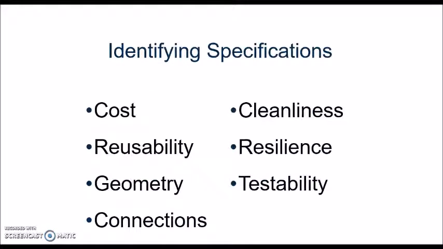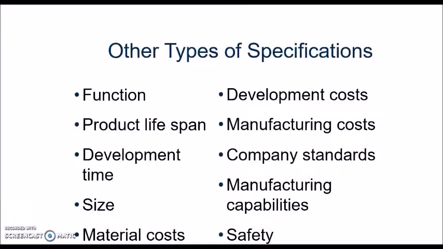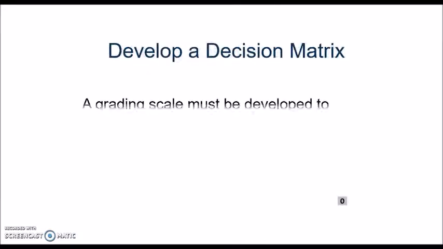So then the team would look at all their ideas and compare them to criteria that they have picked out, sometimes also to its specifications. There's cost, reusability, geometry, connections, cleanliness, resilience, testability. These are all things that the team were talking about when they went over their cube options, so they're probably pretty good criteria for this assignment. However, there are always lots and lots of different kinds of specifications and criteria you can use. How long will it last? The size, the cost, the safety. Lots and lots of different kinds of specifications for every project.